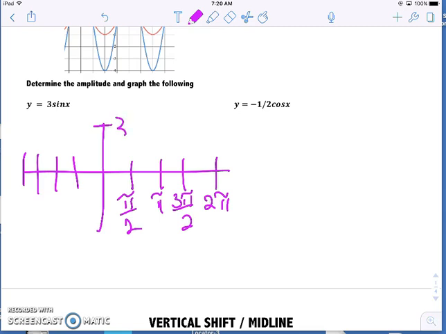And then our amplitude is 3 and negative 3. Well, sine starts in the middle, and then it goes up, down, middle, and then down, middle, up, middle.